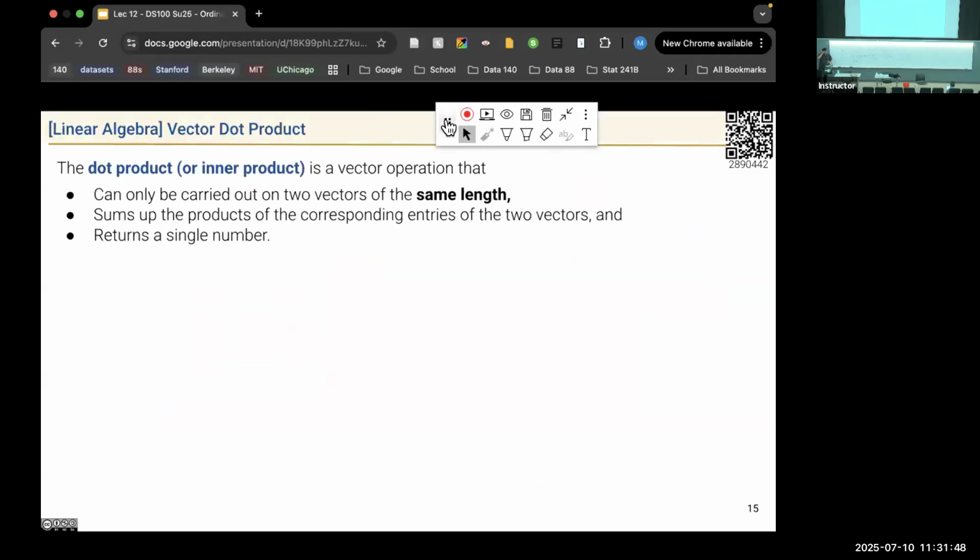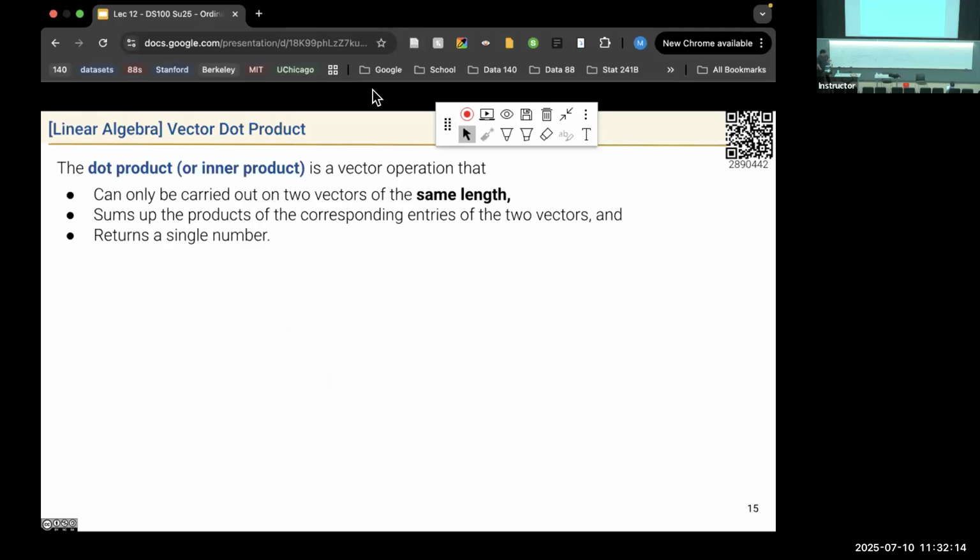So, a quick review of a linear algebra concept: dot products. Because we're working in real space, these are inner products, and they're the same in any real space. These are operations that work with two vectors of the same length. They have to have the same number of entries.